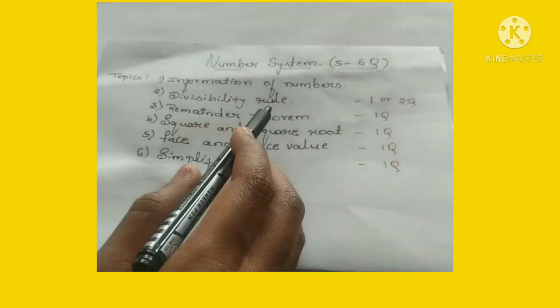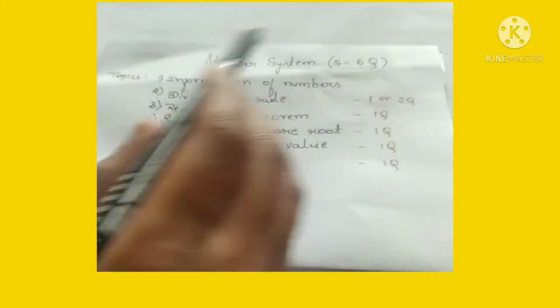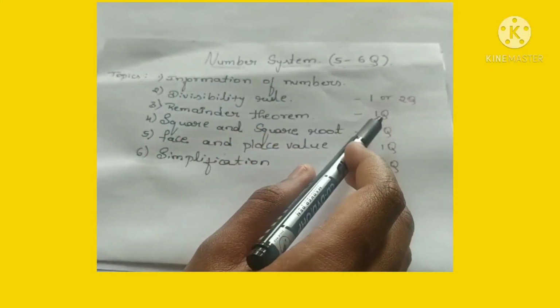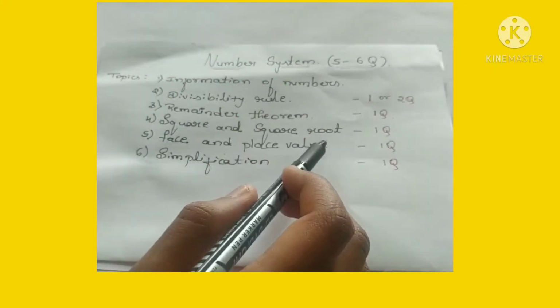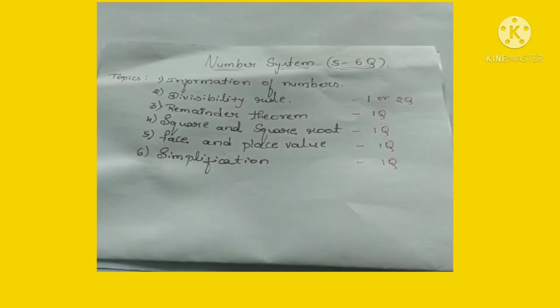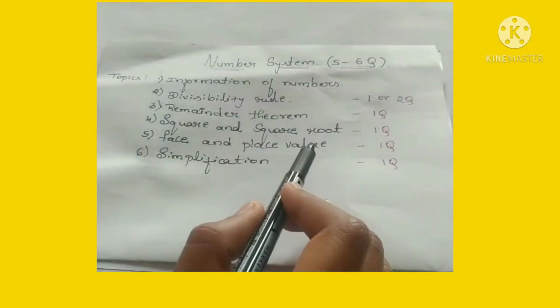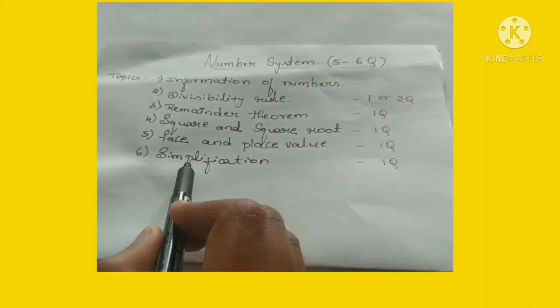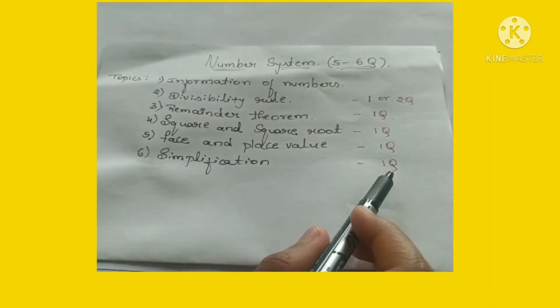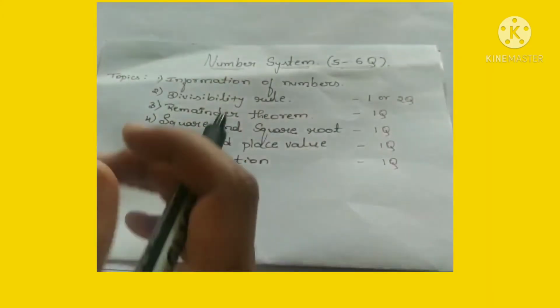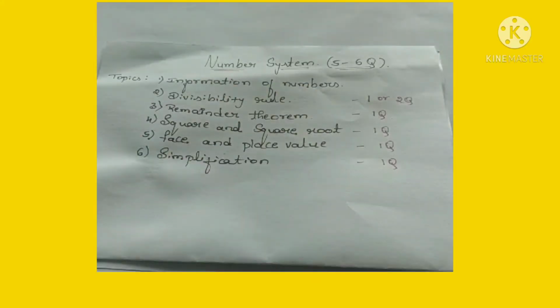From the divisibility rule, they raise 1 or 2 questions. From remainder theorem, they will raise 1 question, and from square and square root, they will ask 1 question. From the topic face and place value, they will ask 1 question. From the simplification, they ask 1 question. Firstly, we would start with the information of the numbers.